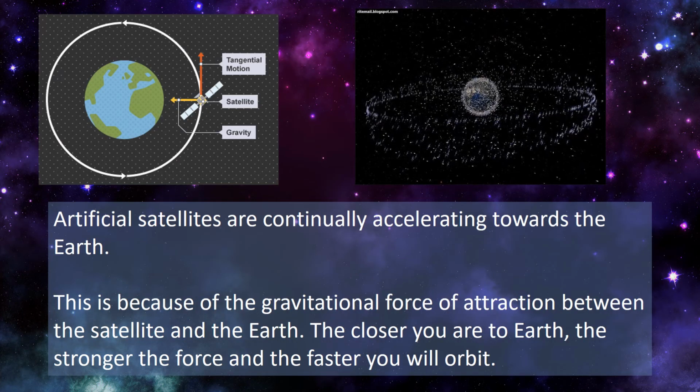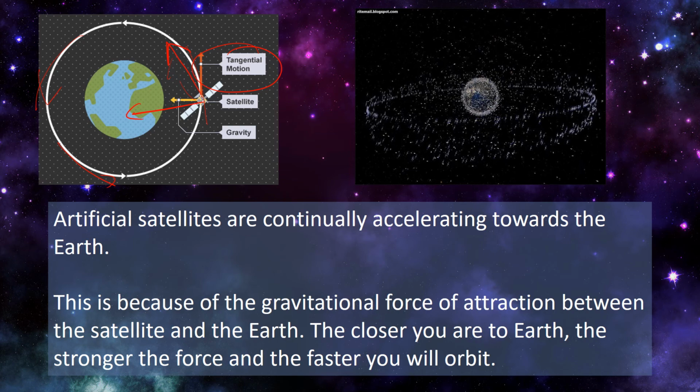So artificial satellites are continually accelerating towards the Earth. Like we said, the motion of gravity means that they're accelerating towards the Earth. However, they are also travelling at speed, and this here is like tangential motion. So they're going in this direction. As they change direction, their velocity changes. So they're continually accelerating because of the gravitational force of attraction between the satellite and the Earth.